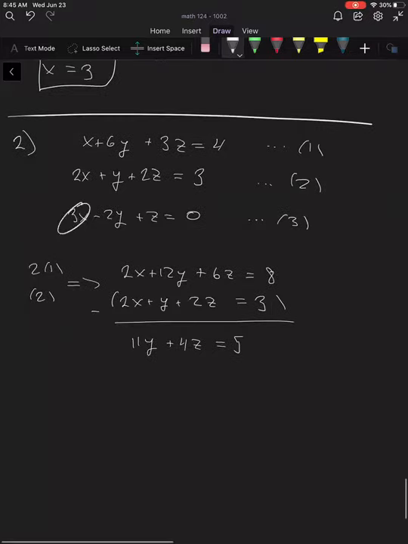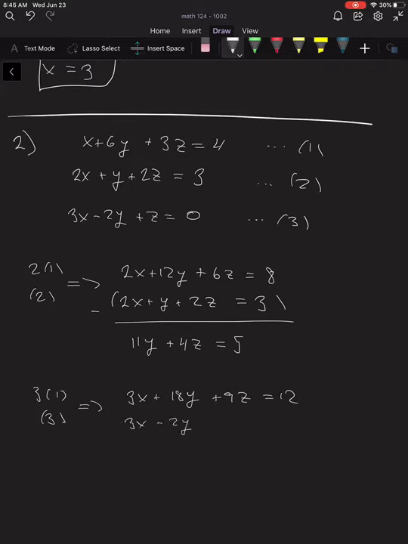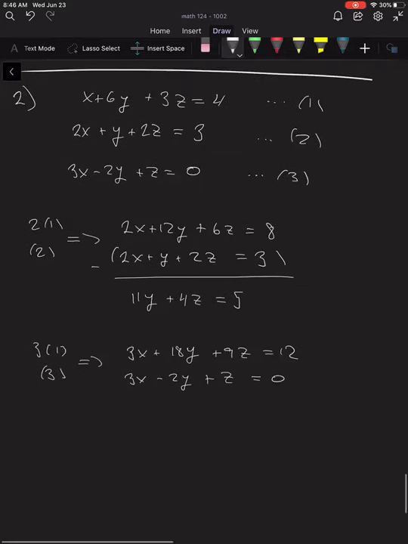Now we have a 3 in front of our x, so we're going to want to multiply the first equation by 3. So we have 3 times this first equation, and then we'll just rewrite equation number 3. So for the first equation, we're going to have 3x plus 18y, 9z is 12. And then the third equation, which is just 3x minus 2y plus z is equal to 0. Now let's subtract these two.